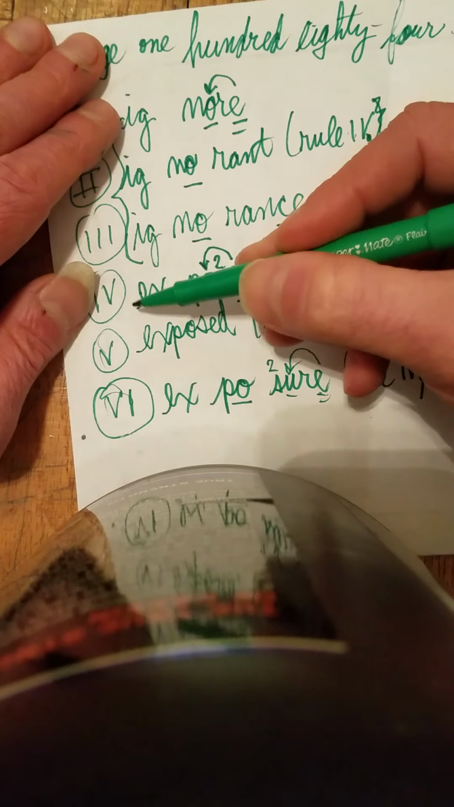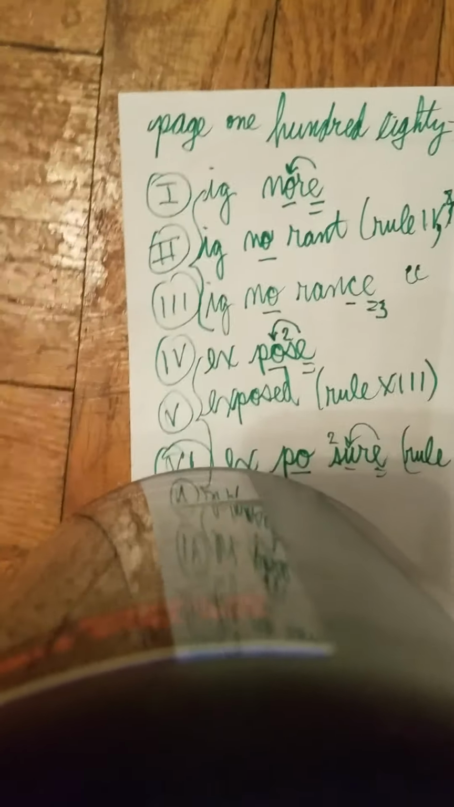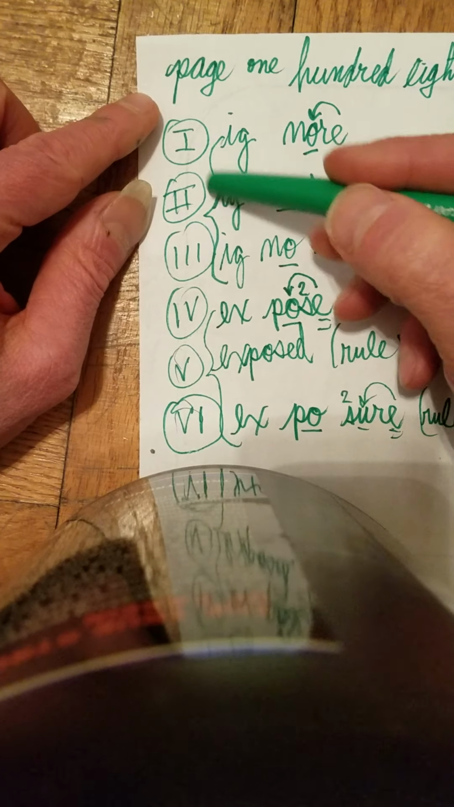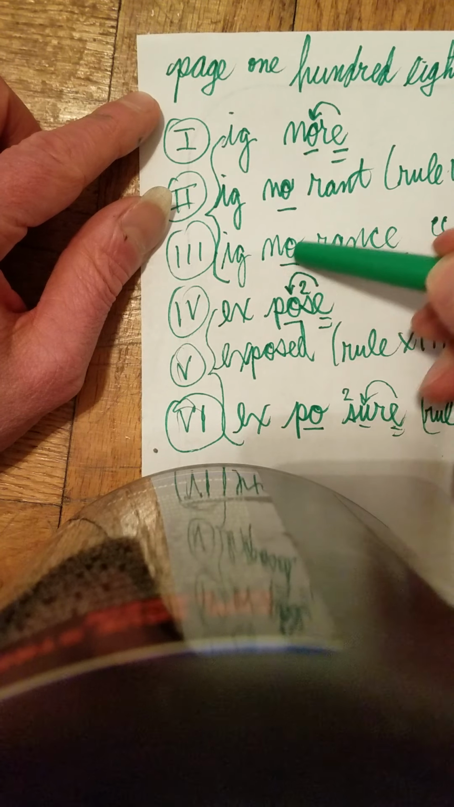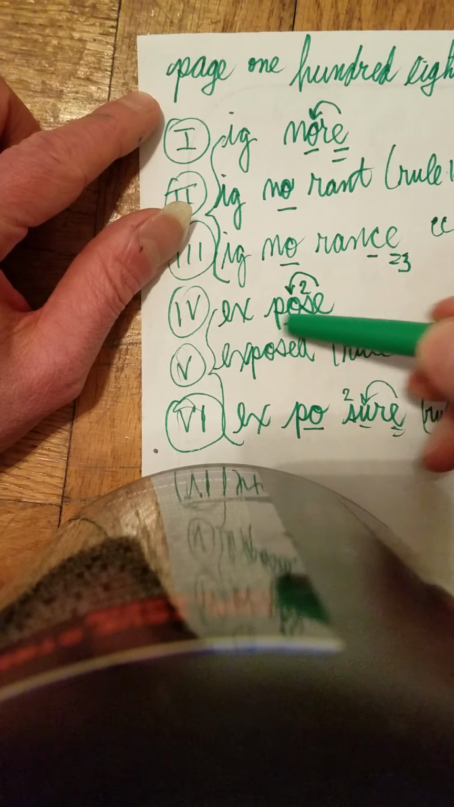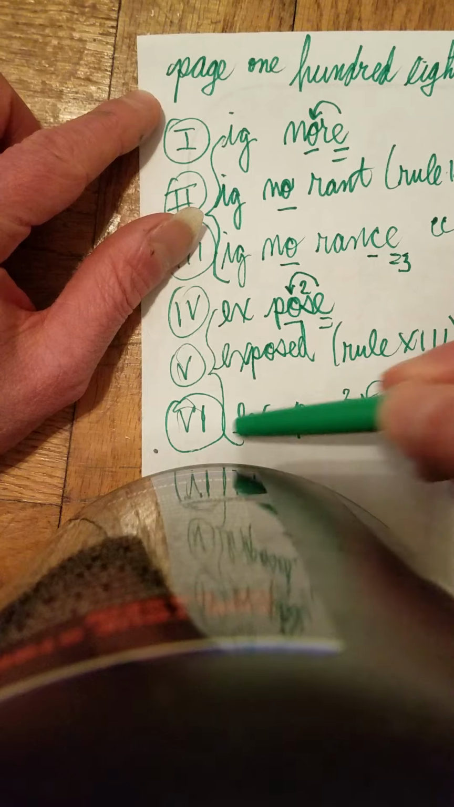Okay, and what do we do with these 3 words? Great, triple brace. Okay, so let's go. Ignore, ignorant, ignorance. Expose, exposed, exposure.